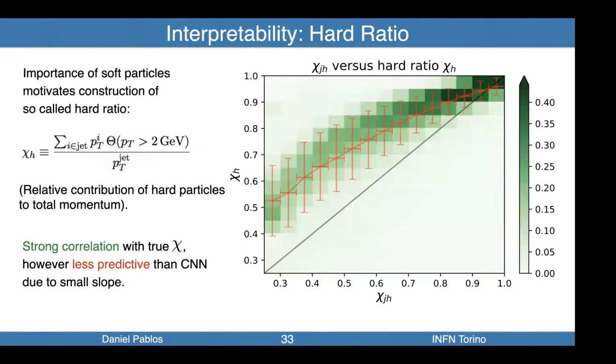So you can try to do interpretability. You can try to beat the machine. If the soft particles are so important, well, we can compute the hard ratio, which is the relative contribution of hard particles to the total momentum of the jet. It has a strong correlation with the true chi. However, it's less predictive than the CNN because, due to the small slope, the correspondence is less linear. But we do get where part of the success of the machine comes from.